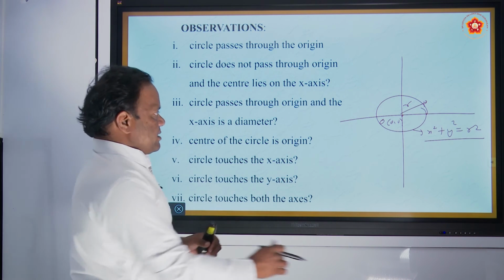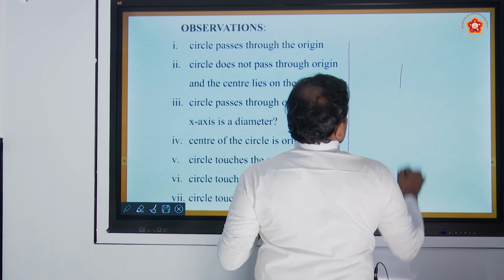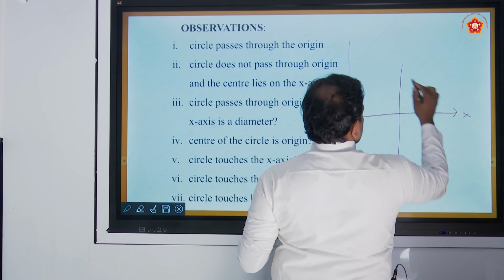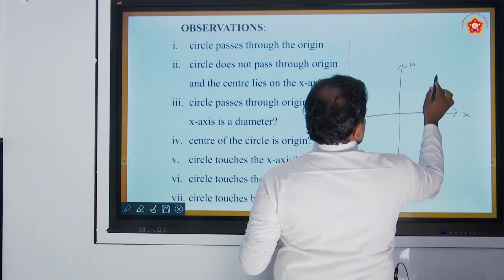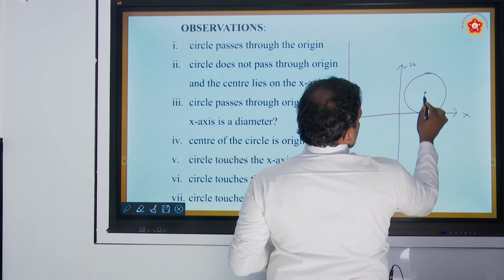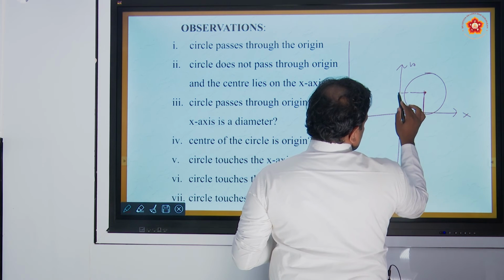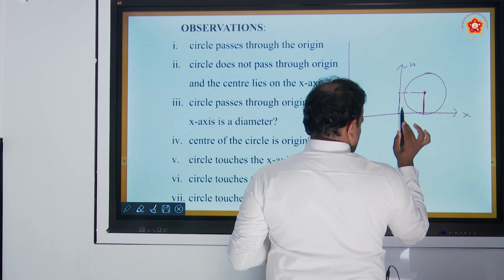The circle touches the x-axis. If the circle touches the x-axis, what is the observation? This is the x-axis, this is the y-axis. The circle touches the x-axis, and this becomes the radius. If the circle touches the x-axis, what is this value? That is the radius of this circle.